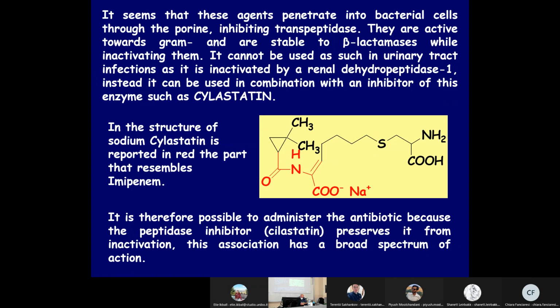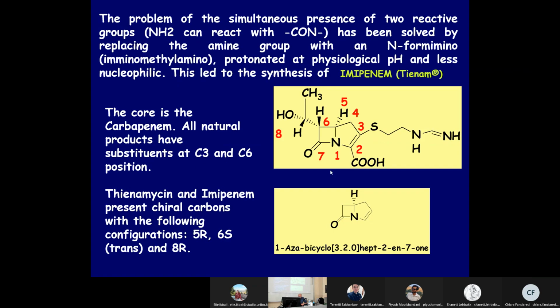But there is a problem in the use of this compound. If we try to use this compound to treat renal disease infections, this compound is completely inactivated by particular amidases, proteases present at renal level. What's the name of the enzymes? Yes, proteases present at the renal level.